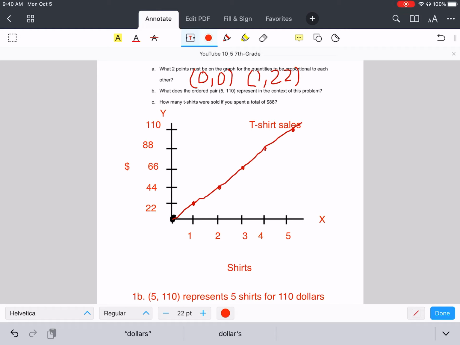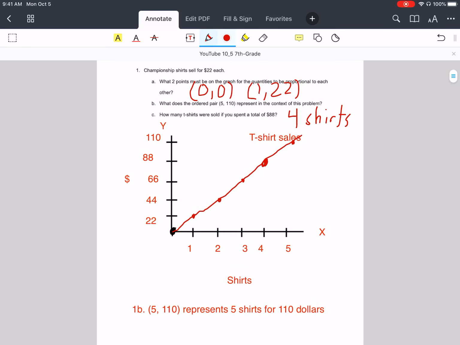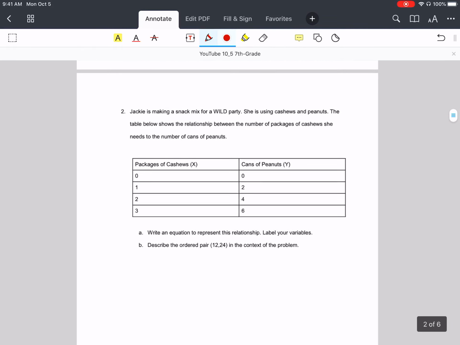And then for question 1c, how many shirts were sold if you spent a total of $88? Well, we could divide 88 by 22, because $88 divided by $22 a shirt. Or we can look at our table and see that you get 4 shirts for $88. But again, if you did not make the table, because you're not required to, you would need to divide $88 by $22, because it's $22 per shirt. Moving on to number 2.